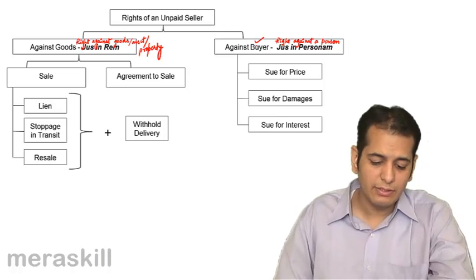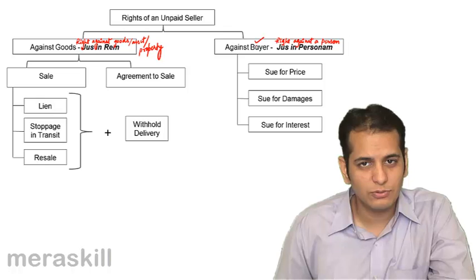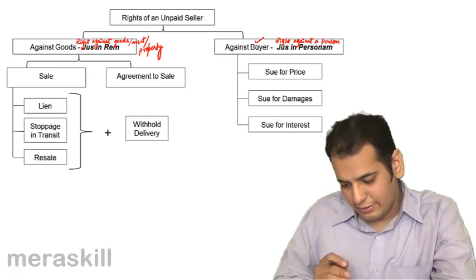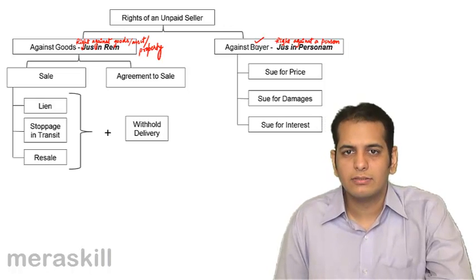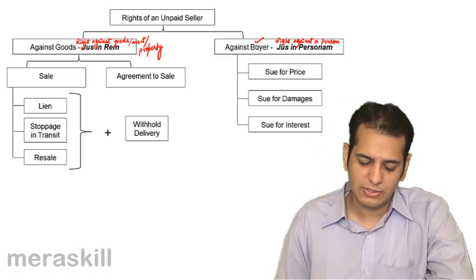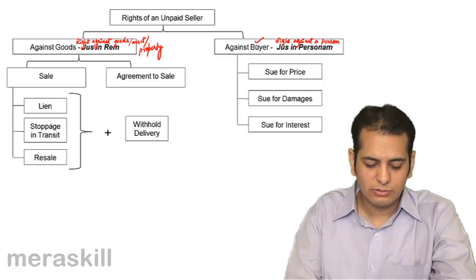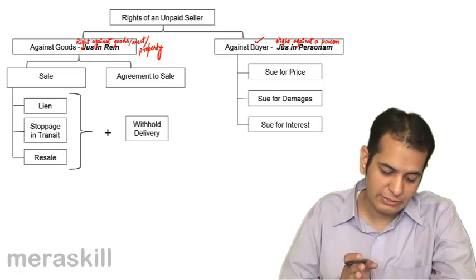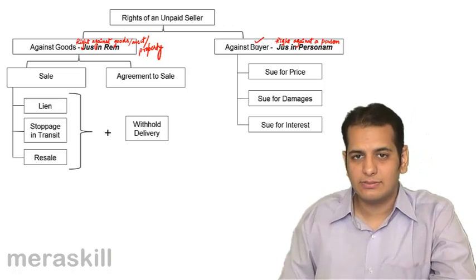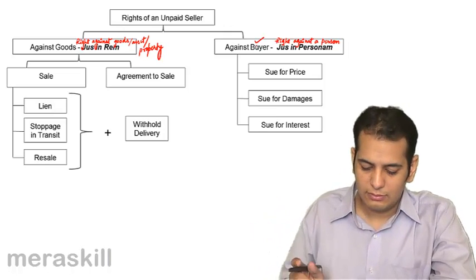So now let's see what are the rights which are against the goods which are available to the unpaid seller, and then we'll see what are the rights which are against the buyer which are available to the unpaid seller. So now right against the goods have been divided into two parts. First is if the sale has happened. Second, if the agreement to sell has happened.